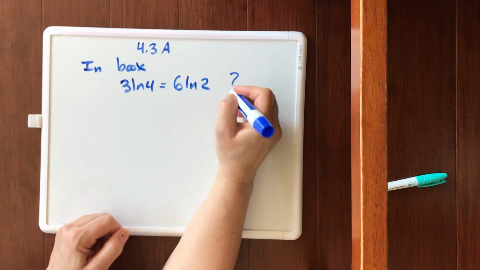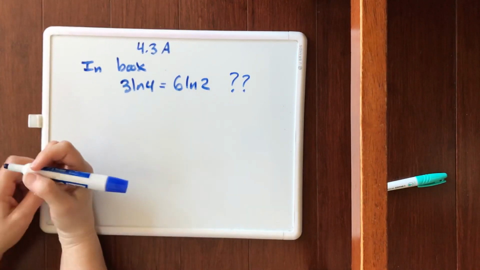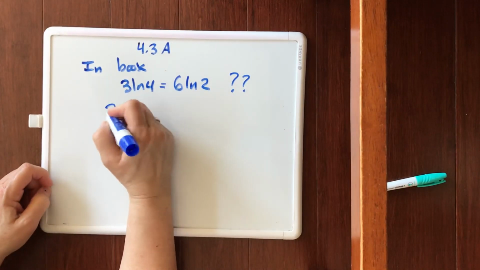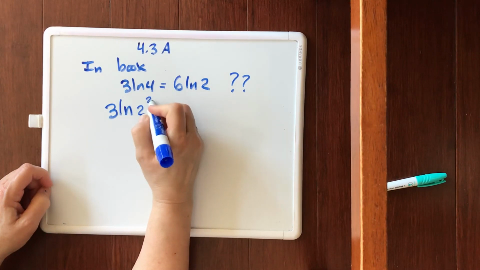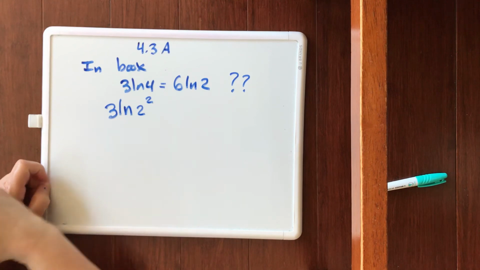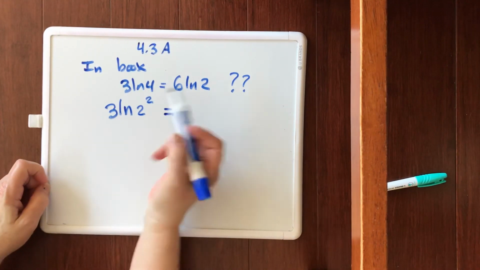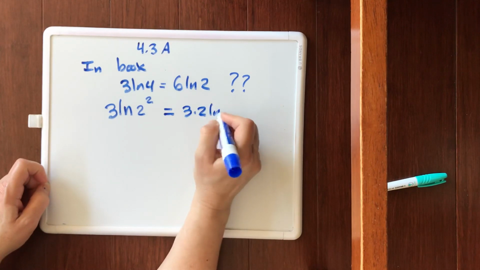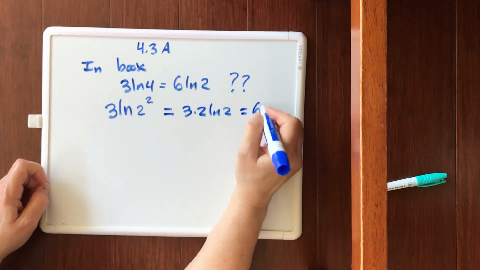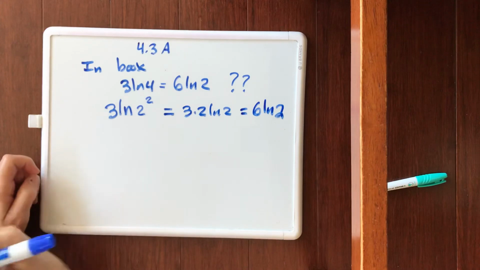Well, how can that be? Well, notice this. I figured this out. I'm all, oh, I get it. 4 can be 2 squared, right? And then, by the property, we can bring the 2 over here. So we have 3 times 2 ln of 2, which equals 6 ln of 2. Mystery solved.